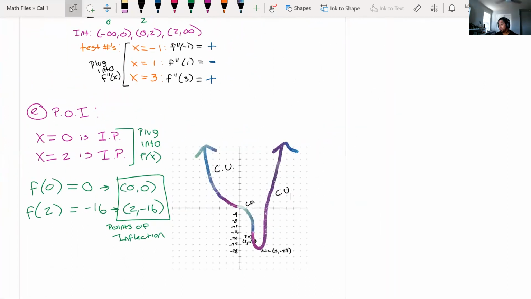And there you go, guys. That's sketching a graph by using the local maxes and mins from the first derivative, using the inflection points from the second derivative, and using the concavity sign chart to graph the rest of it. Any questions on that whole process?